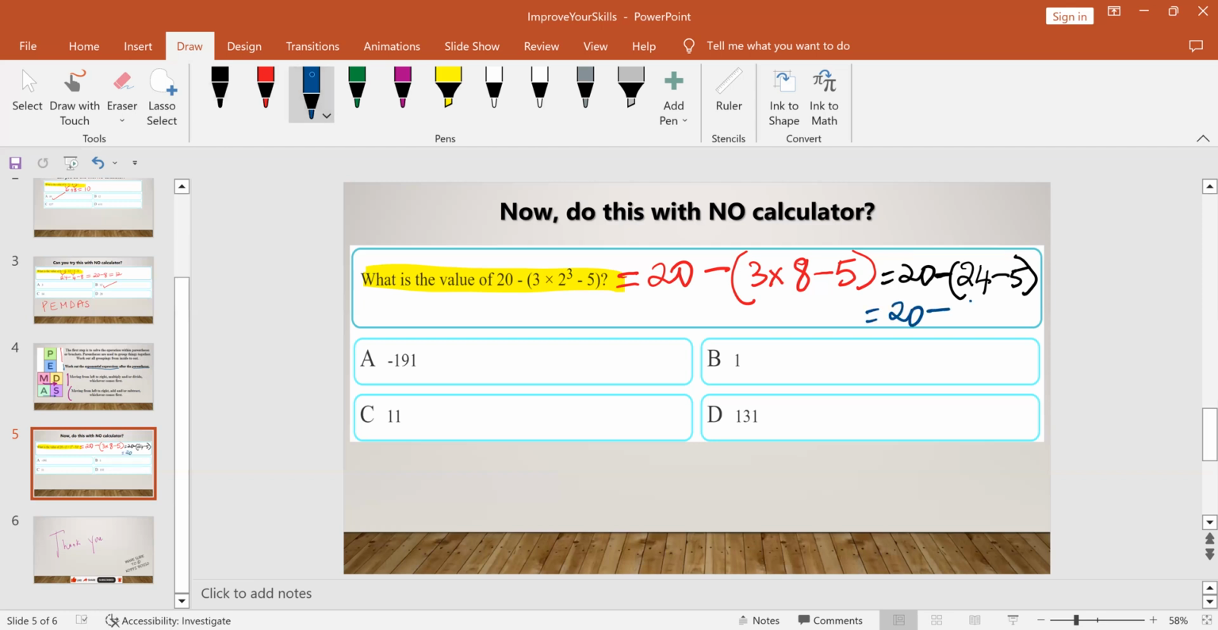So we have 20 minus, inside the parentheses we have 24 minus 5, which is 19. So now we have 20 minus 19, which is 1. Therefore, the best choice is this.